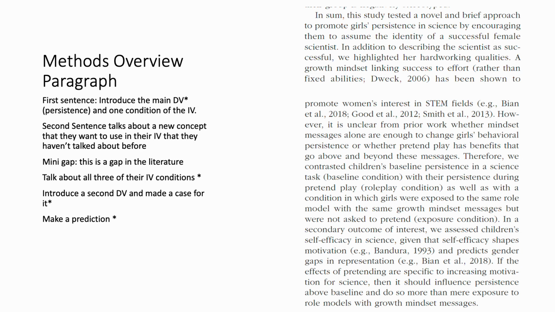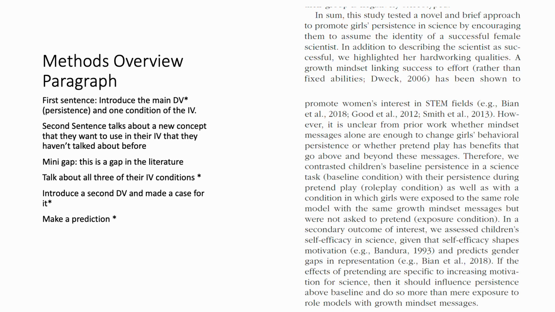So I did actually want to add this second DV. So you're going to have to add your second DV as a secondary outcome of interest: "We assess children's self-efficacy in science, given that self-efficacy shapes motivation and predicts gender gaps in representation." So what you're going to need there is a reason. You need a reason for your second DV, in this case, self-efficacy, right? Because self-efficacy shapes the DV and predicts the problem. So you go back to your problem. You need to make an argument. You might have to make a two or three sentence argument, but we're going to add this to this paper. Then we're going to be done.